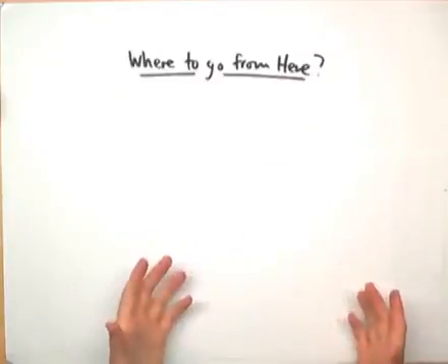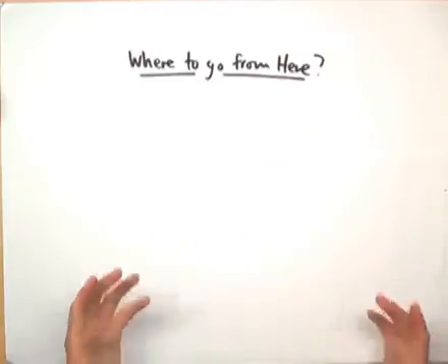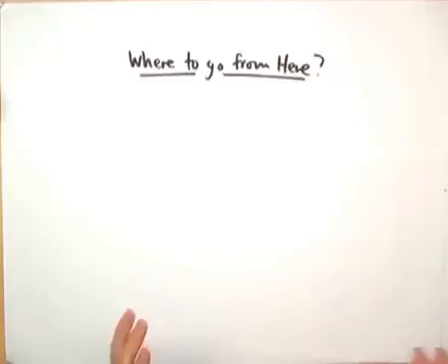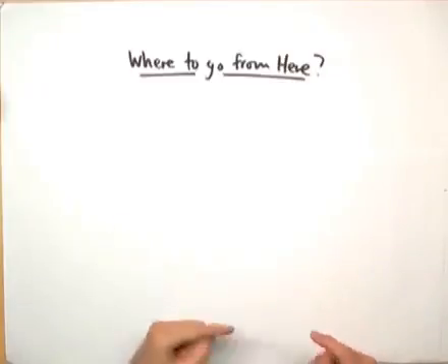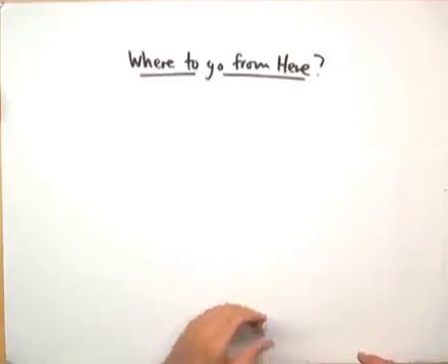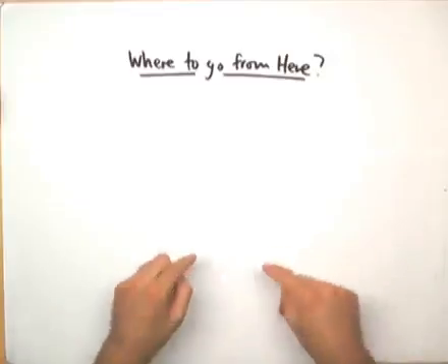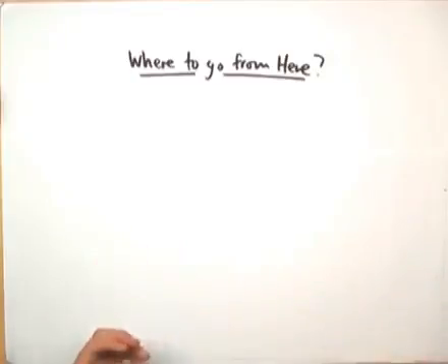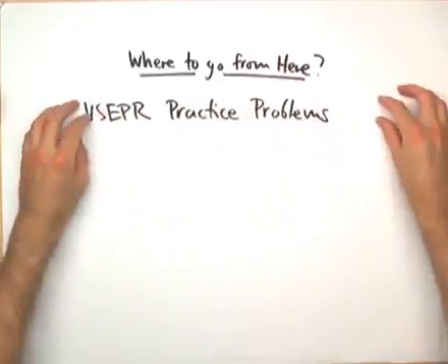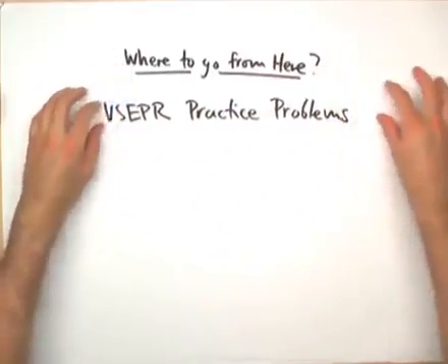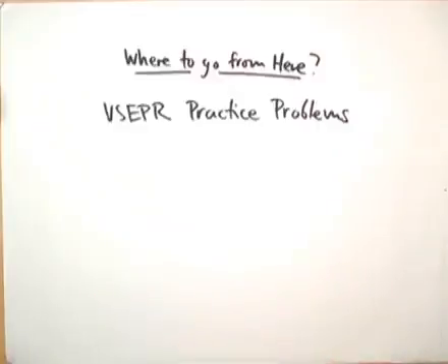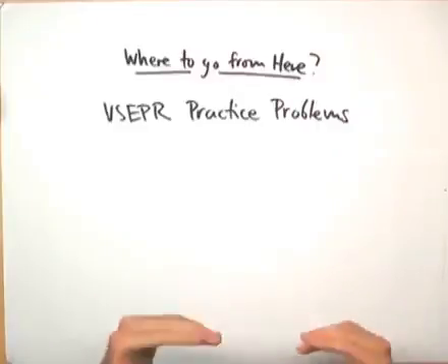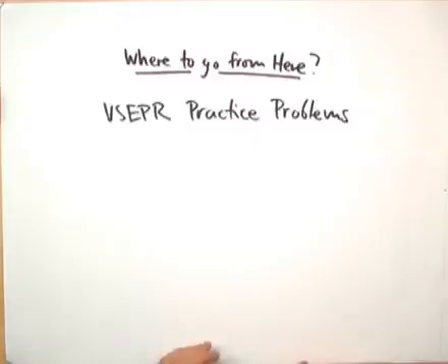So you just finished watching this VSEPR video. Where should you go from here? Well, the first thing that it's important to know is that there's a difference between watching the video and actually being able to look at a Lewis structure and figure out what the 3D shape of that molecule would be. So the first video that you should watch is this VSEPR practice problems video, where we'll go through a whole bunch of Lewis structures and go through the steps to figure out what the 3-dimensional shapes will be. So that's definitely the next thing you should watch.